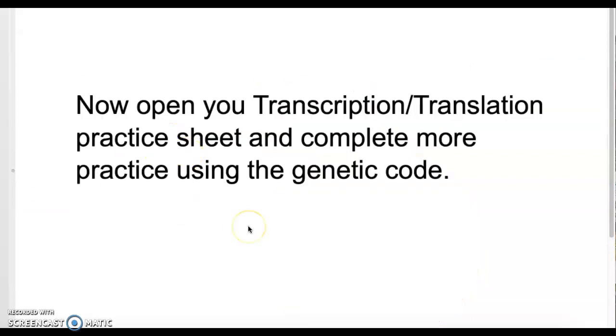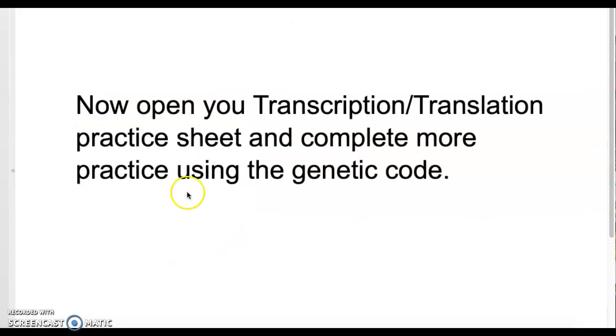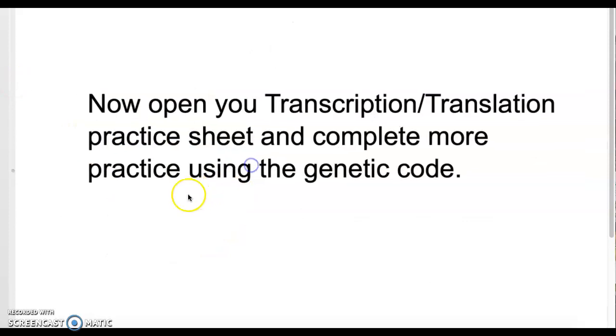All right, so now what I want you to do is open up the transcription translation Google Doc, which has 3 more practice problems that are a little bit longer. You choose which genetic code setup you want to use, either the circle or the box, and complete the Google Doc practice, and then there are some other review protein synthesis questions as well.